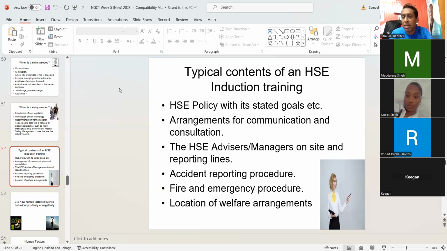Anybody could say some without looking at the slide, without looking at the book. What are some things you think you should tell a new employee? What are some things you think you need to know if you go to a company and you have been employed? This is your first day, so you got a job. What are some things you expect them to tell you?